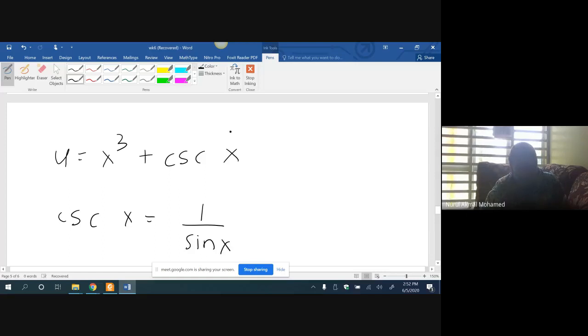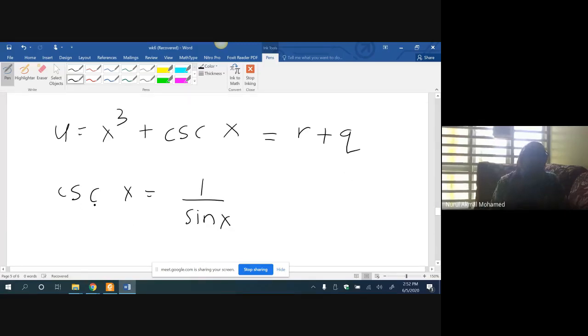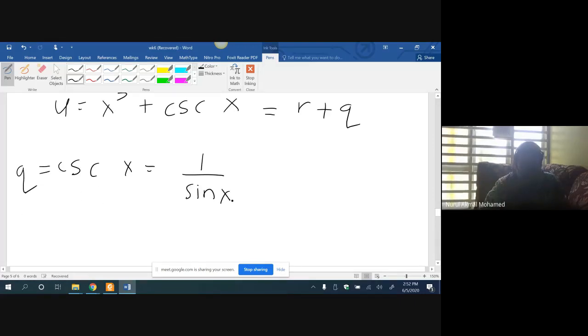I'm not sure, if I denote this as one variable and this one as another variable, I'm afraid you will get confused with the chain rule. But let's try this. Let's denote this as r plus q. Is it okay? So our cosecant of x is represented as q, which is equal to 1 over sine x.